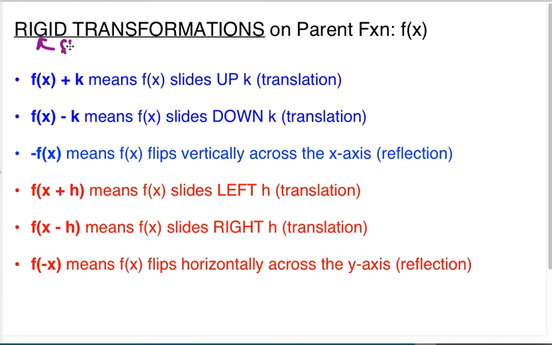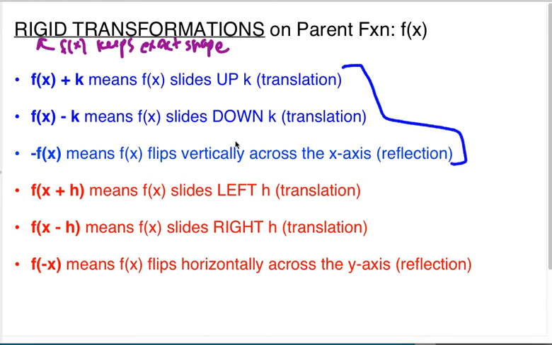So f of x keeps its exact shape. It's almost like, in fact, since I am using a computer to do this, I could actually copy the shape and drag it to a different spot. It would still be exactly the same shape, okay? So rigid transformations are called translations, that's like sliding the graph up and down, or reflections, where you flip a graph over vertically.